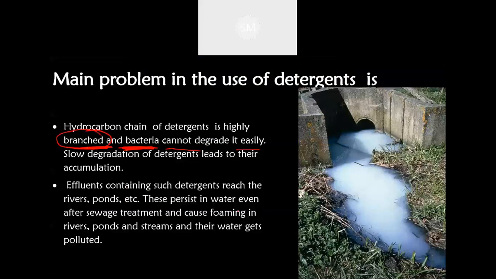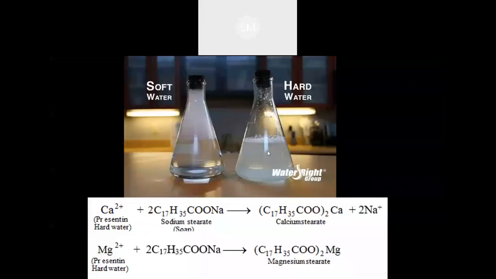All this I have told you already. Foamers come here. You can see in hard water they give foam, and in soft water they don't. Okay, you can just make a note of that.